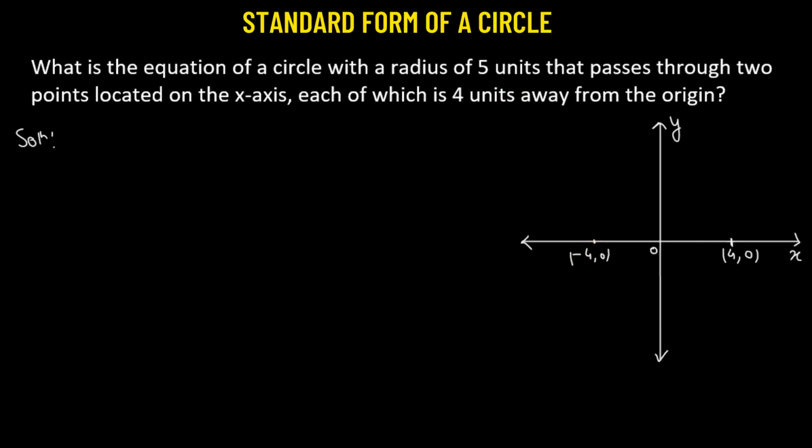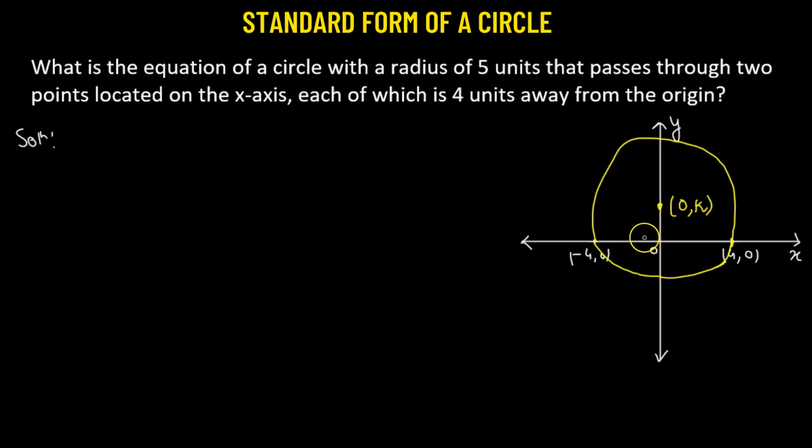Our circle, which has a radius of 5 units, is passing through these 2 points. Now let's try to sketch a circle that passes through these 2 points. So here we have a circle, and this circle passes through the 2 points, -4, 0 and +4, 0. So the center of this circle is going to lie on the y-axis. Since it's lying on the y-axis, its x coordinate is going to be 0, and it's only going to have a y coordinate. So let's consider the y coordinate to be equal to k.